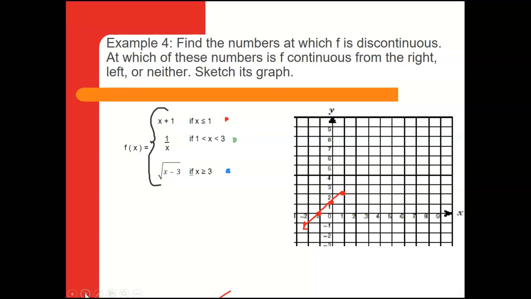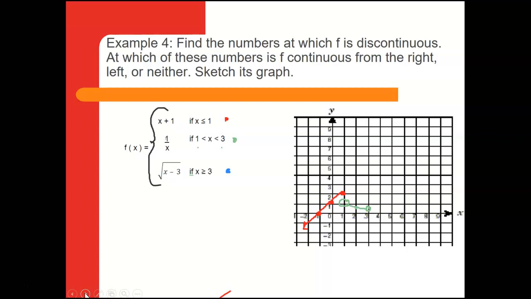The middle function starts at 1 and ends at 3. If I plug in 1, I get 1 over 1, which is 1. So that means this graph has an open circle at 1, 1. If I plug in 2, I get 1/2. 3 is 1/3. So the graph is down there from 1 to 3.